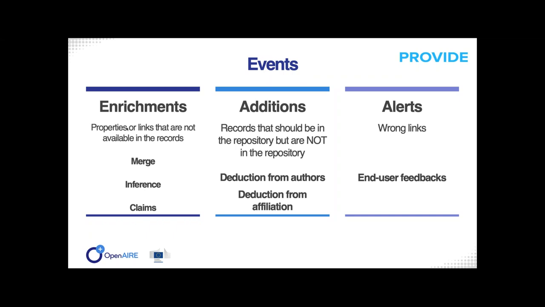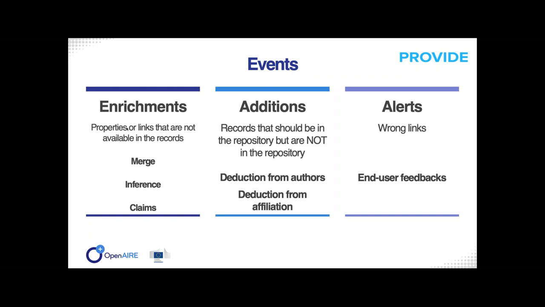Enrichments are, again, as I mentioned before, ways to complete the original records with information that wasn't present in the beginning. Additions are not yet produced, but of course, ways of doing it are welcome. So we want to tell a data source when we have found a record that should be in the data source but is not present today. So there are ways of doing this.